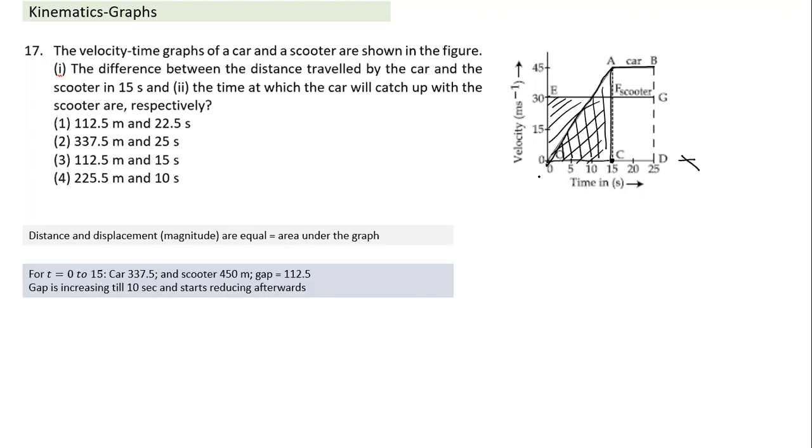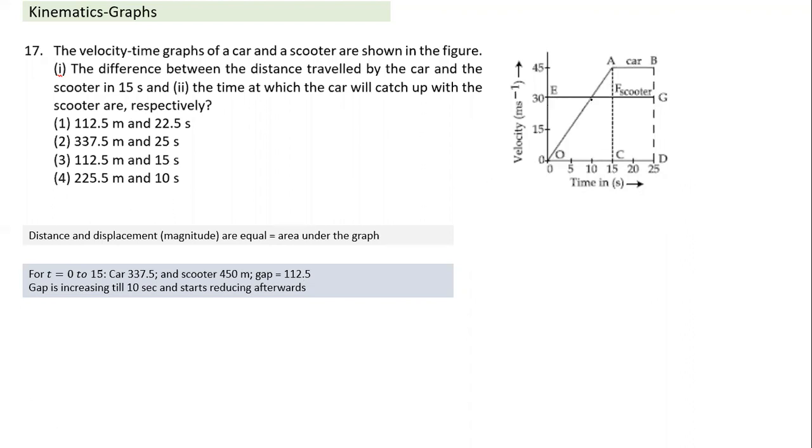From t equal to 0, the area under the curve for the car, the area of the triangle, is 337.5. For the scooter, this area is equal to 450. It means the gap is equal to the difference, 112.5, which indicates the scooter has traveled the larger distance. If they started from the same point, the scooter will be ahead of the car by 112.5 meters. And further, if you want to understand the graph better, just see one more thing here.